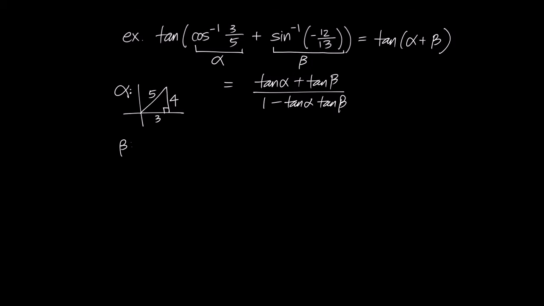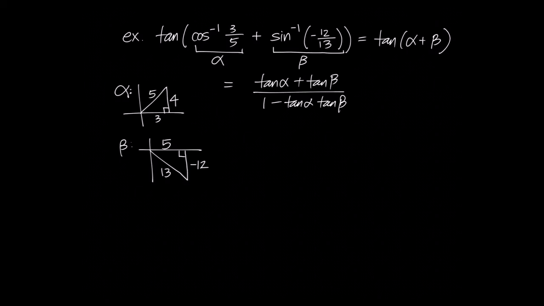Now we want to draw a picture for beta. Well, beta is inverse sine, which is first or fourth quadrant, and we have negative 12 over 13, so we're going to draw it in the fourth quadrant. Sine is opposite over hypotenuse, so the negative 12 goes here and the 13 goes there. Use the Pythagorean theorem or Pythagorean triples to find this missing side, which is 5.